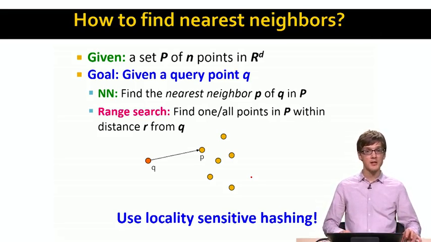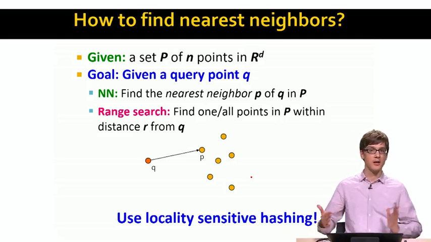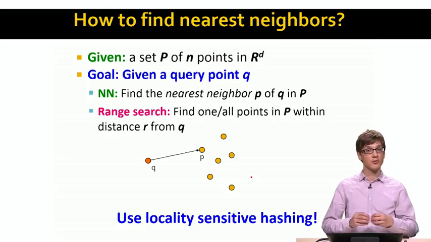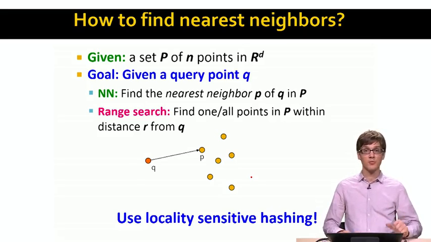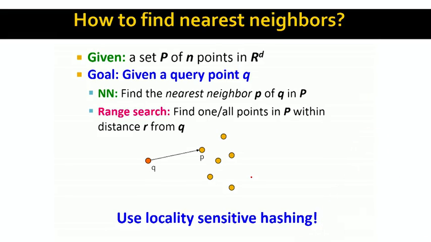In both of these cases, a naive solution would require a linear pass over the data, so it would take linear time, but we already know how to do this better. For example, using locality-sensitive hashing, we could find nearest neighbors in near constant time. So that would be a good way to make nearest neighbor classifiers scale to large-scale data.